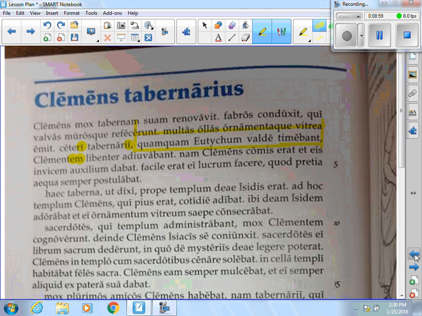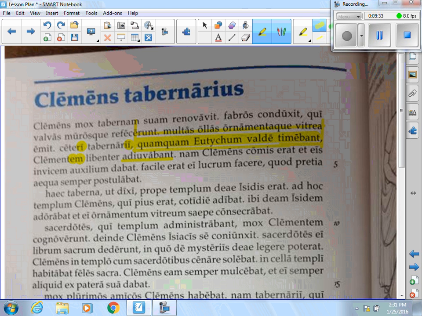Libenter doesn't have an ending I'm used to. And then finally I get that last verb, which is audiebant. Okay. I'm only going to deal with what is outside of this interrupter. I'm not going to deal with this interrupter right now. I'm going to come back to it. Everything outside of it I'm going to start with. So we said Ceteri and Taberni are my subject. We said audiebant is my verb, and we said clementum is my direct object.